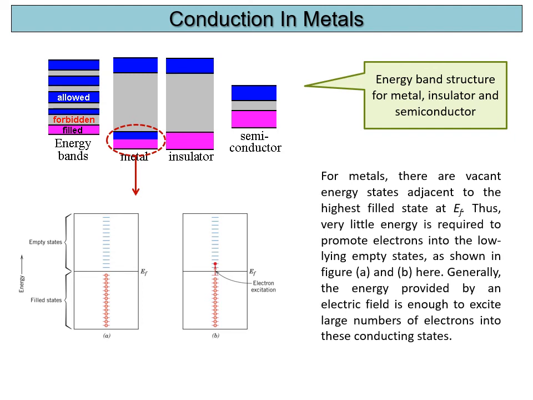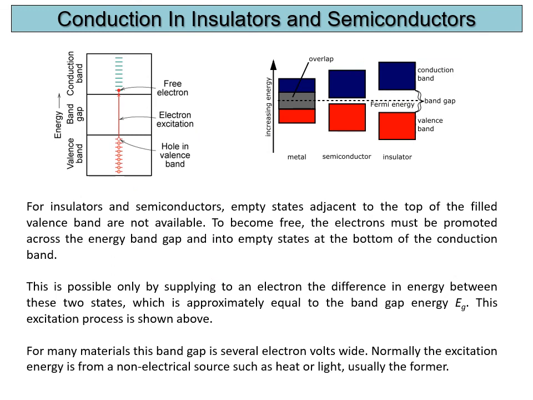For metals, there are vacant energy states adjacent to the highest filled state, that is EF. Thus, very little energy is required to promote an electron into the low-lying empty state as shown in figure A. And here, generally, the energy provided by an electric field is enough to excite large numbers of electrons into these conducting states. This one is for metal.